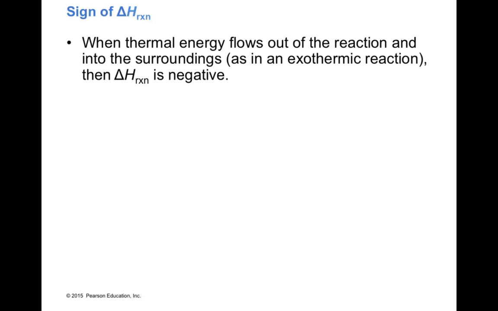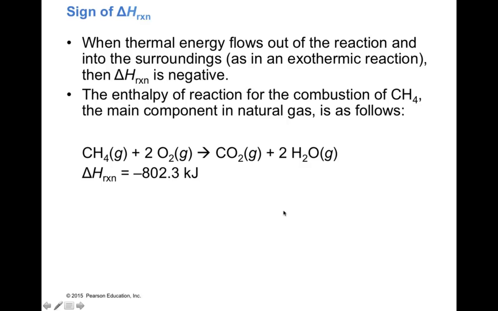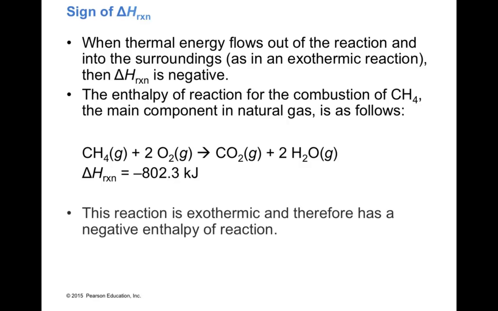When thermal energy flows out of the reaction and into the surroundings, as in an exothermic reaction, the delta H of the reaction is negative. The enthalpy of reaction for the combustion of methane, the main component in natural gas, is as follows. So this is the reaction for methane, specifically the combustion. 1 mole of methane plus 2 moles of oxygen will produce 1 mole of carbon dioxide plus 2 moles of water. This reaction, when it occurs, will release 802.3 kilojoules of energy. This reaction is exothermic and therefore has a negative enthalpy of reaction.